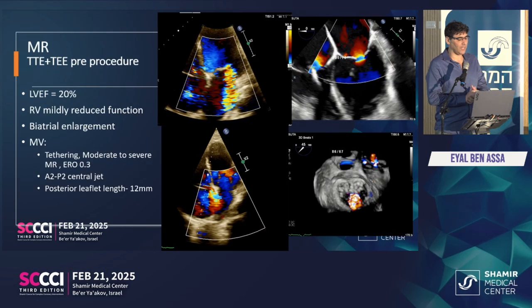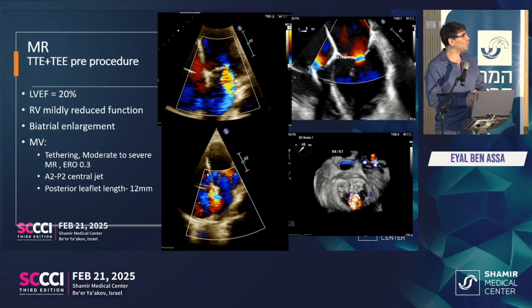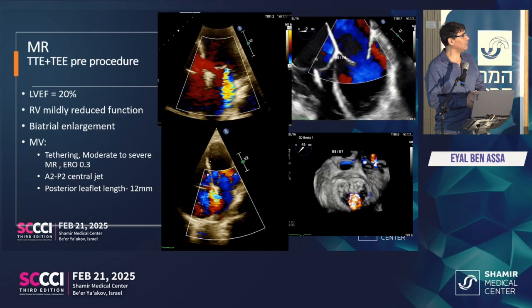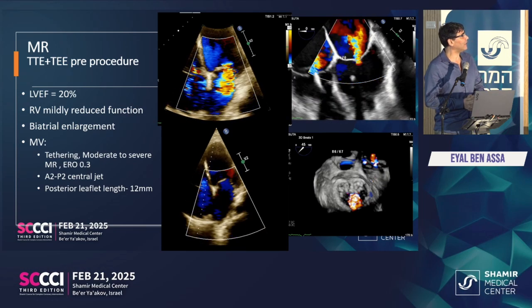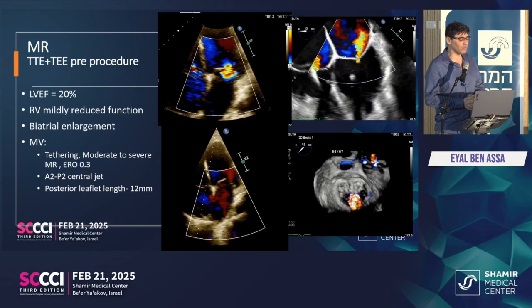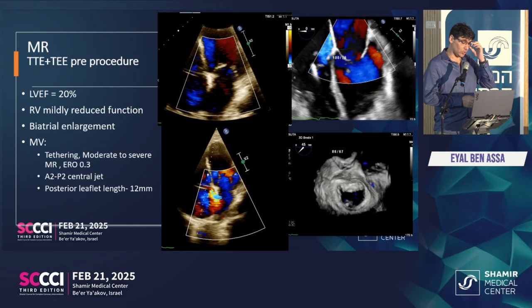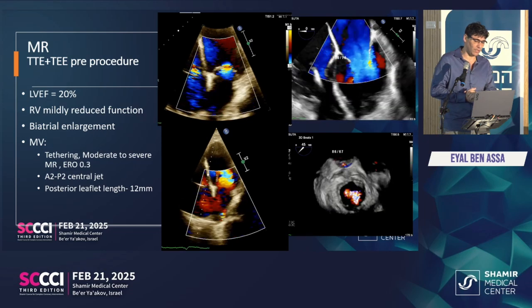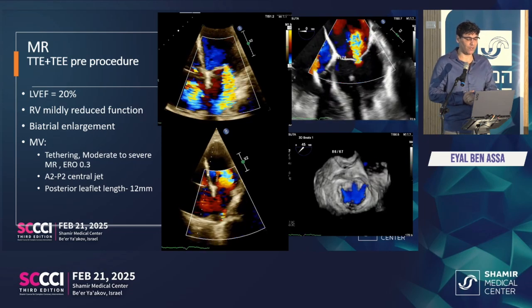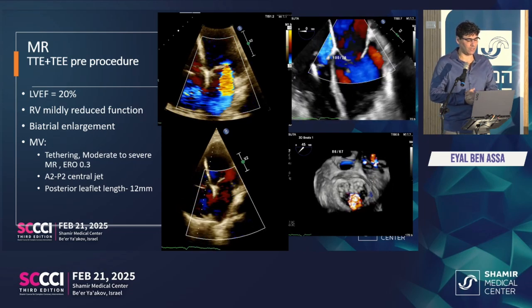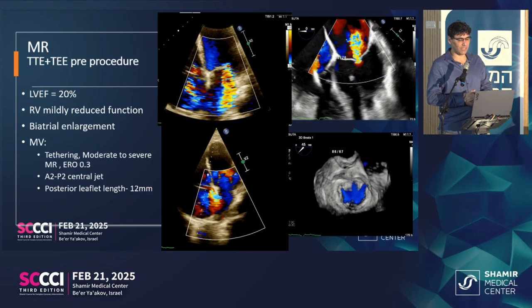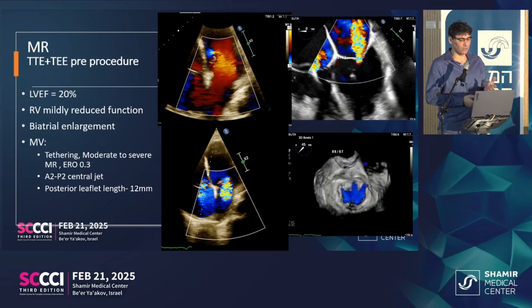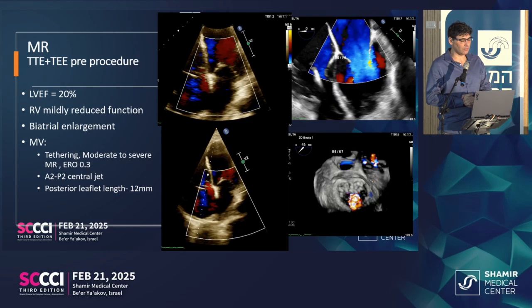In the echo, and I will try not to show too much imaging, although during TEER it's difficult not to tackle them, the pre-procedural echo shows an ejection fraction of 20, an RV dilated with mildly reduced function, and biatrial enlargement. There was a moderate to severe functional mitral regurgitation, as you can see both on the transthoracic and the transesophageal.